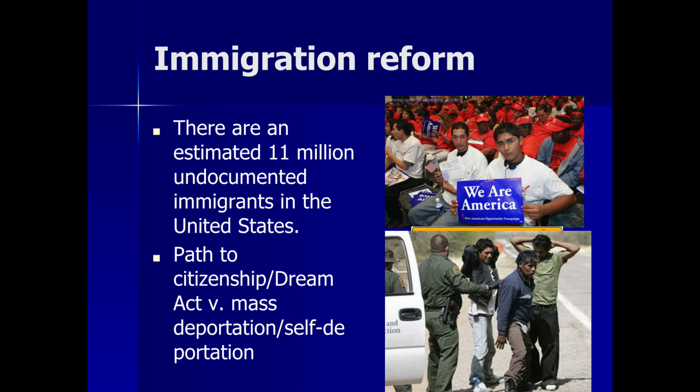Okay, last 2 slides. Here's just kind of the immigration debate. There's 11 million undocumented immigrants in the country. And the 2 sides of the debate are a path to citizenship or permanent residency, at least. That's kind of the position of the left. And we know the Trump position tends to be deportation.